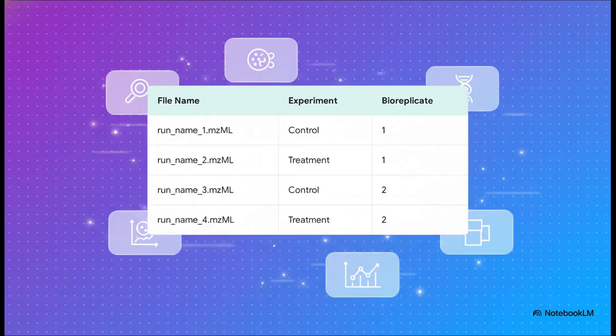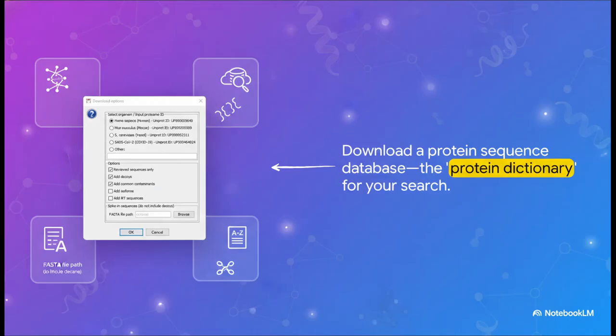Okay, this next step is absolutely crucial if you want to get meaningful results. You have to annotate your files. That just means giving each one an experiment label, like control or treatment, and then a bioreplicate number. It seems simple, but this is what lets FragPipe know how to group your data for all the downstream statistical tests.